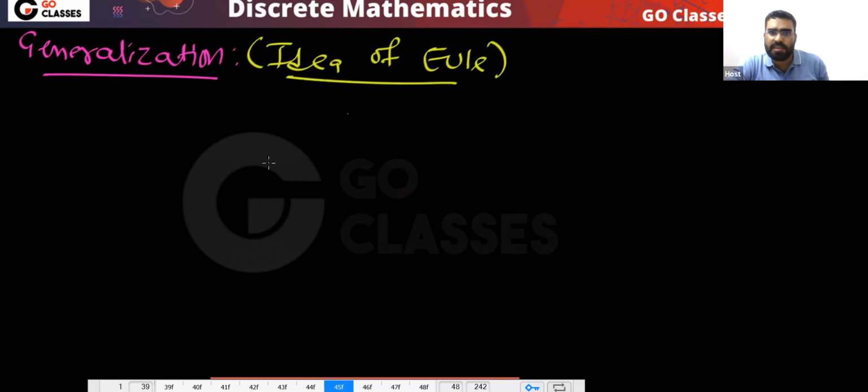The idea was like this. See, let's assume that this is your city. Let's assume this is a node, and if you want to visit every edge exactly once, this is your target. Your target is to visit every edge exactly once. Let's assume this is your edge. You want to visit it exactly once.